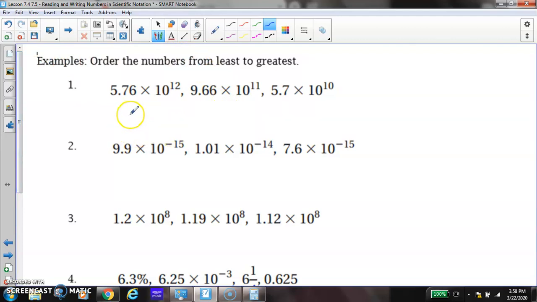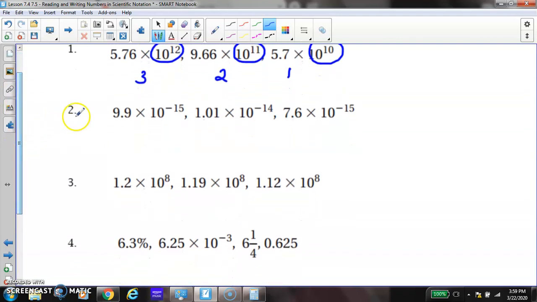So in the first one, we have 5.76 times 10 to the 12th, 9.66 times 10 to the 11th, and 5.7 times 10 to the 10th. If you notice, they all have different powers on 10. So we have 10 to the 10th, 10 to the 11th, and 10 to the 12th. 10 to the 12th is the biggest, right? Okay. So that means the smallest is going to be the 5.7 times 10 to the 10th. The second largest would be the 9.66 times 10 to the 11th. And then finally, this times 10 to the 12th.